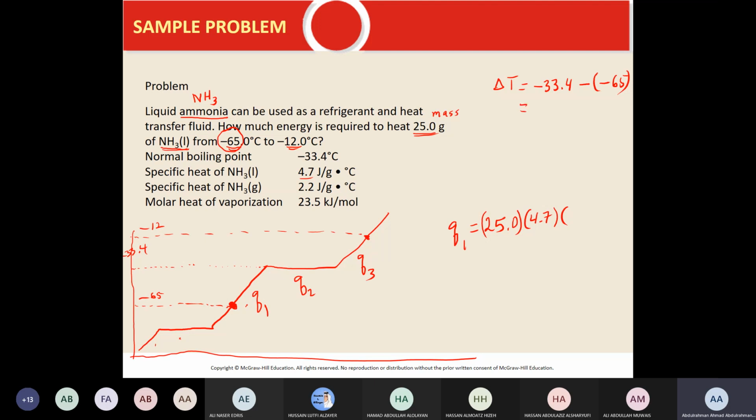And this should be positive, actually. What's the answer? 31.6. Is it positive or negative? Positive, because always this is the final temperature. It was heated from minus 65 to minus 33.4, so this is T final minus T initial. Clear? And it should be positive because Q is positive. Good.